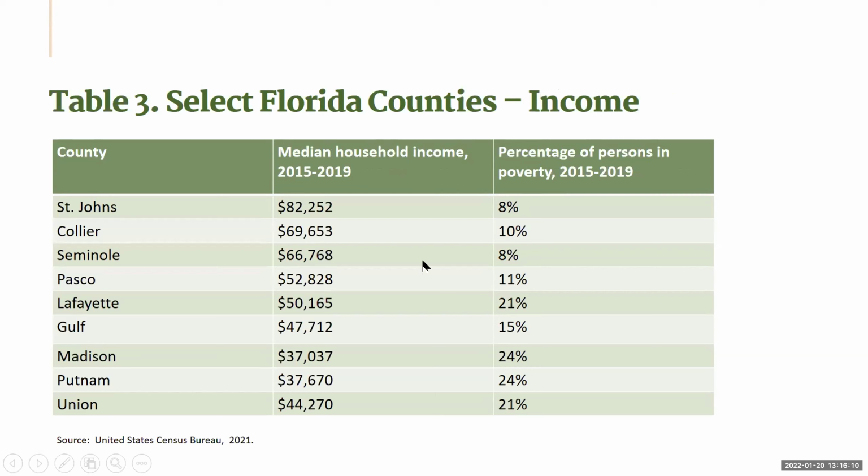In table 3, we take a look at income. The median household income ranges between $37,000 and $44,000 in the lower ranking counties, between $48,000 and $53,000 in the mid-ranked counties, and between $67,000 and $82,000 in the higher ranked counties. You can also see when we look at poverty that in St. Johns County, the poverty rate is much lower at 8%, compared to Madison, Union, and Putnam, where it ranges between 21 and 24%.